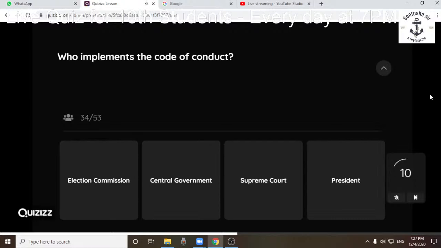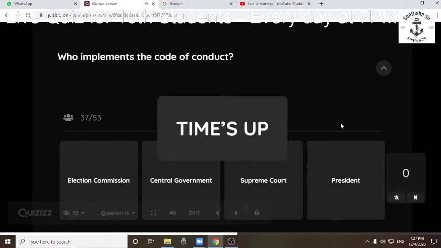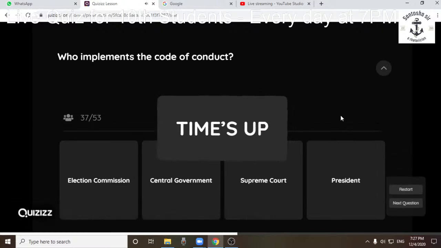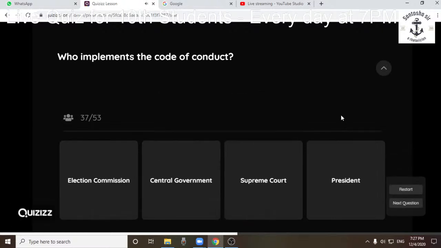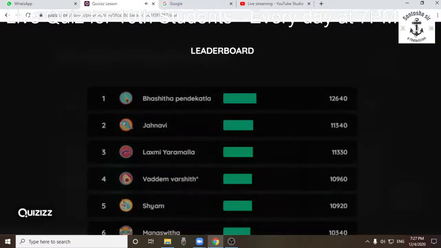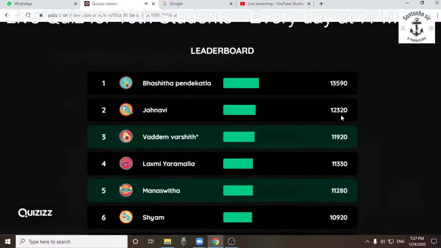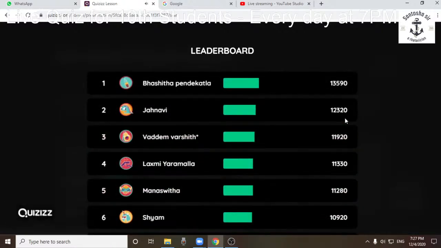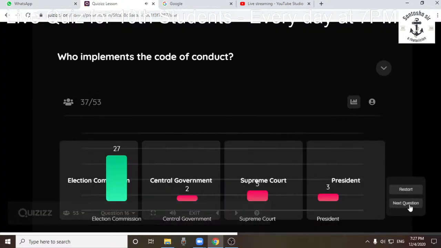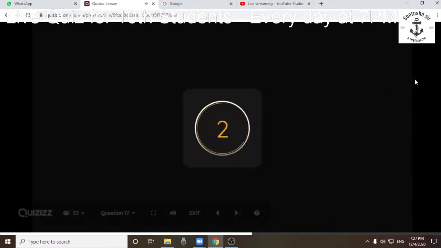You have 10 seconds more. Who implements the code of conduct? 3, 2, 1, 0, hands up. Let's check the scores. Bashita on the top, followed by Jahnavi, Varshit, Lakshmi, Manaswita, Shyam. 27 members did it right. Moving on to the next question, question number 17.